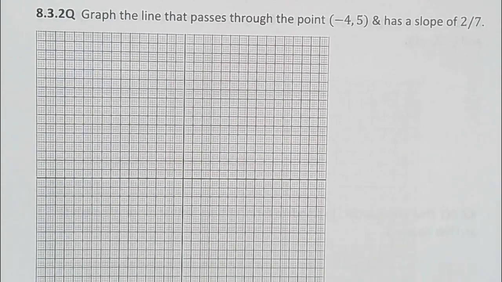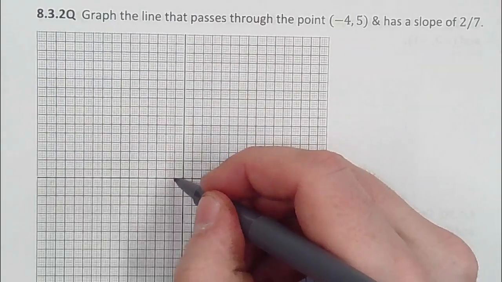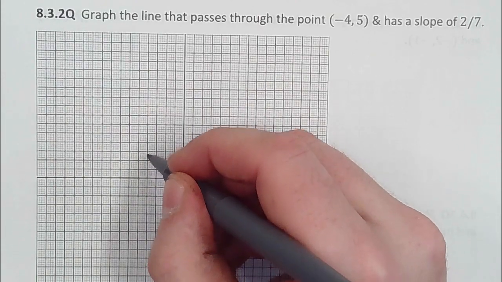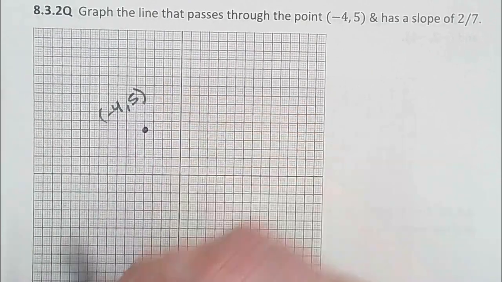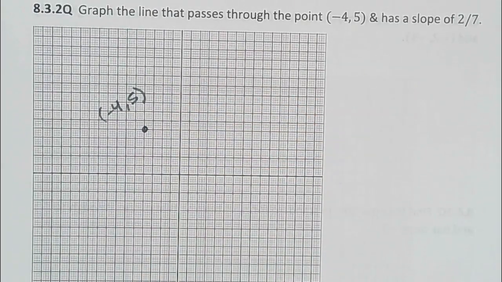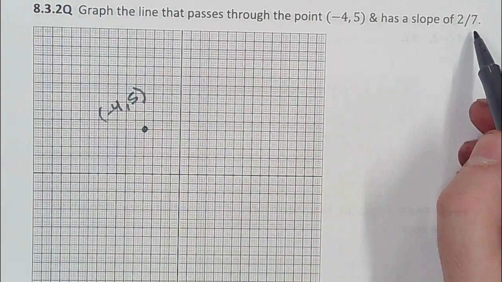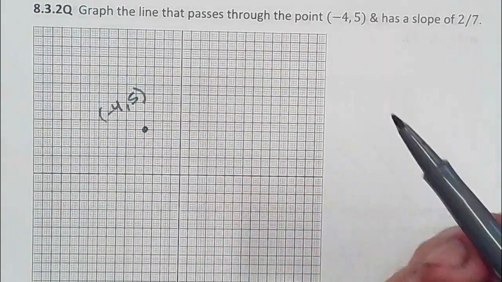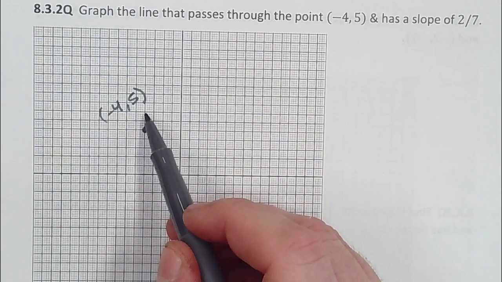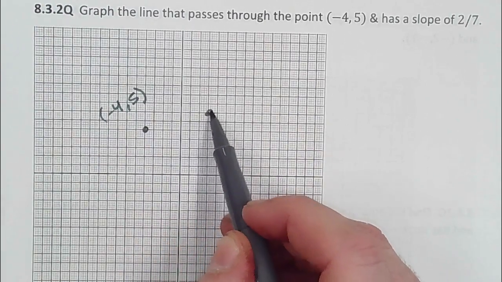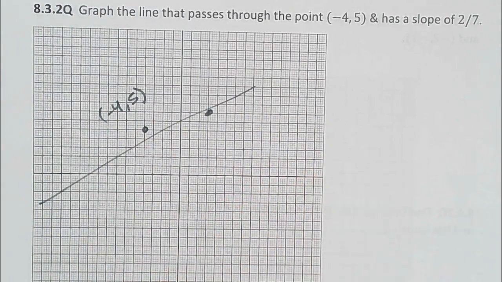832. We know our line goes through -4, 5, so I should probably just plot that. 1, 2, 3, 4. 1, 2, 3, 4, 5. That's -4, 5. And then we know our slope is 2/7. So that means our vertical change between any of our points is 2, and our horizontal change between any of our points is 7. So if I want to find another point, I could change this vertically by 2 and change it horizontally by 7. Looks like I end up there. Ta-da, there's my line. Beautiful.